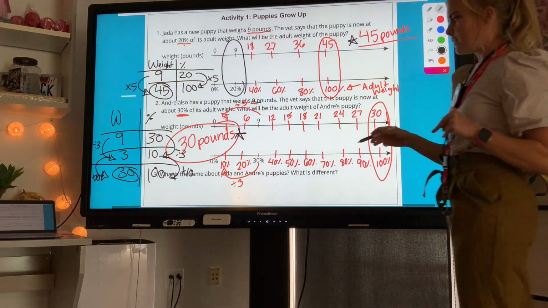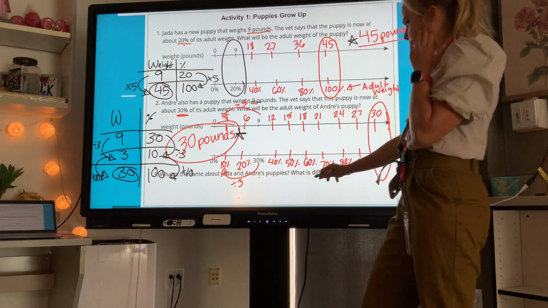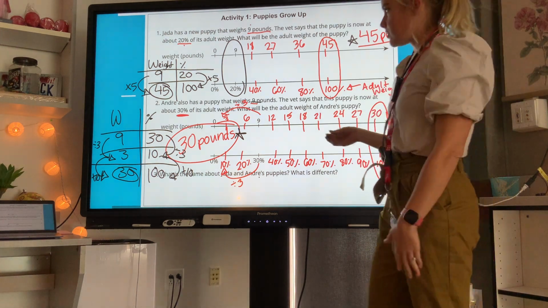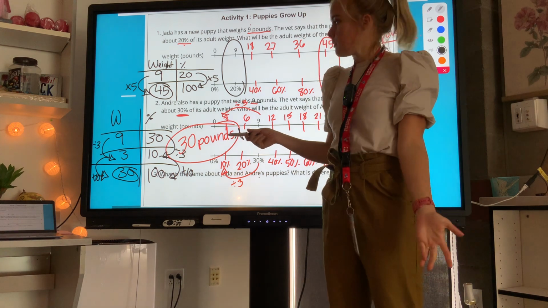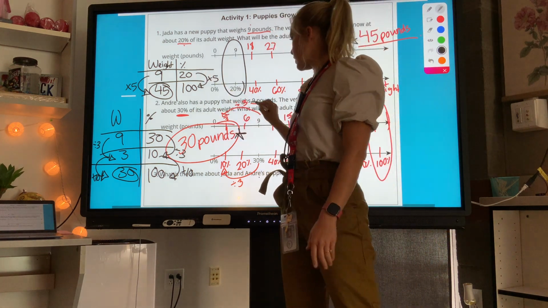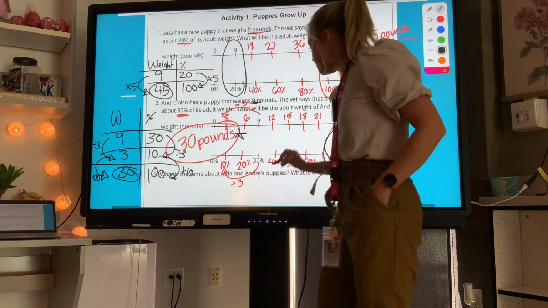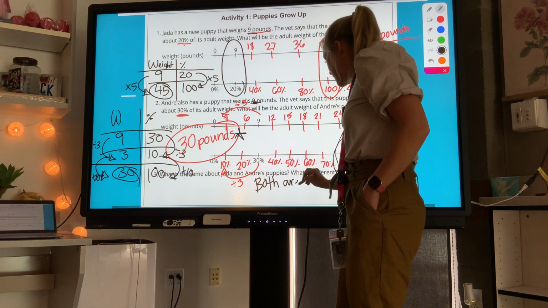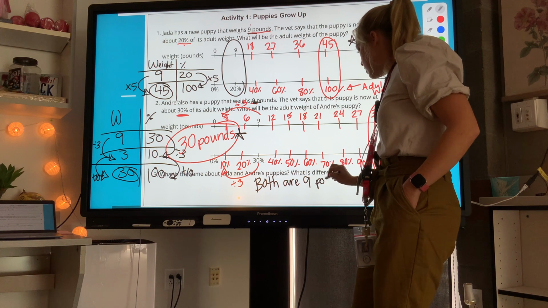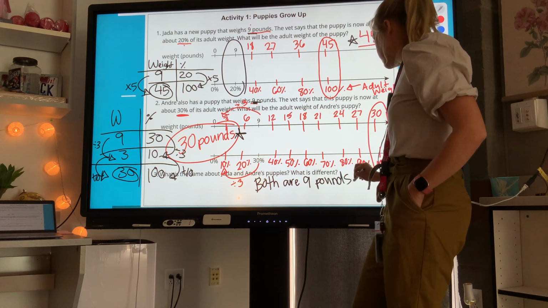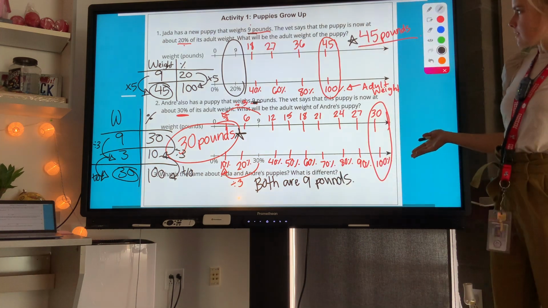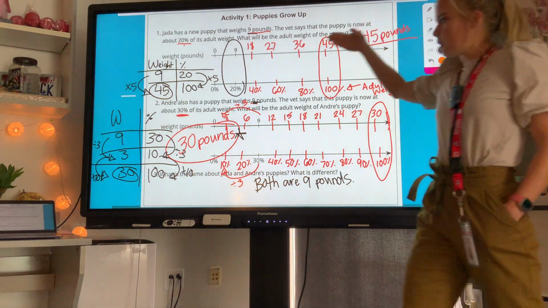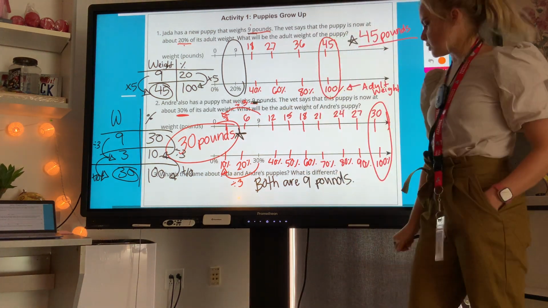Okay, last one. What is the same about Jada's and Andre's puppies? What is different? So what is the same about them is that they both currently weigh the same, right? They both are 9 pounds right now. What is different about them? Well, their full adult weight isn't the same. This one is going to be 45 pounds about when it's an adult. This one is going to be about 30 pounds when it's an adult.